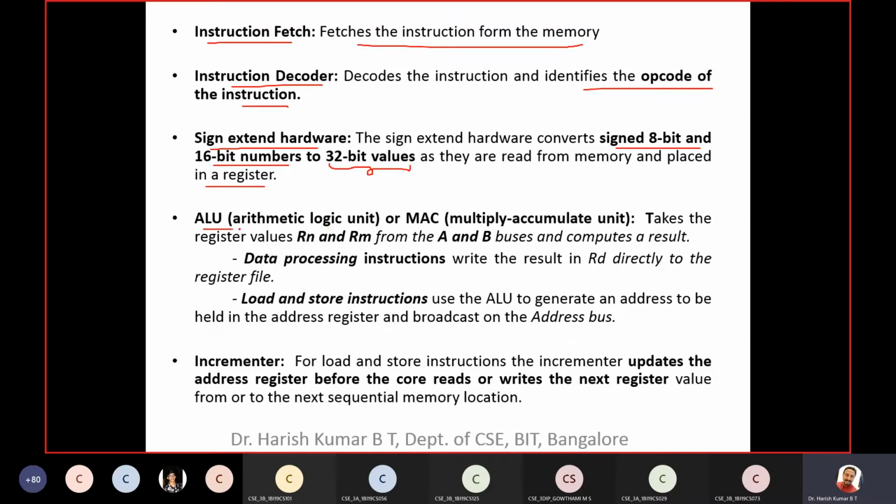Next is the ALU, the arithmetic and logic unit. And then we have the MAC, the multiply and accumulate unit, for performing the multiplication operation. For all arithmetic operations, addition, subtraction, and logical operations, we make use of these units. It takes the register values Rn, Rm from the buses A and B and computes the result.